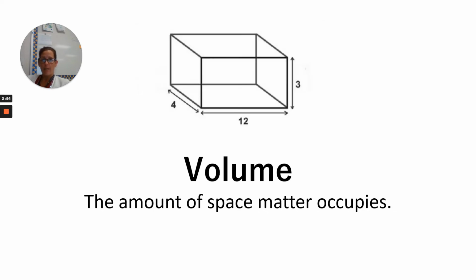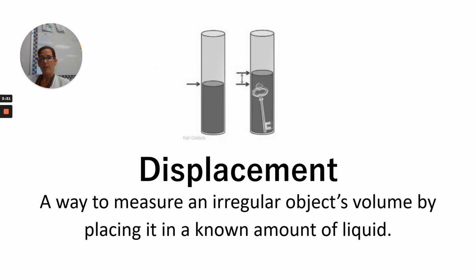Next, we have volume. So volume is the amount of space that matter occupies. And you can see right here in this picture, we have a cube. And to figure out the volume of this cube, we would take the length times the width times the height. And those three multiplied together will give you the volume of that cube. So that's pretty neat.